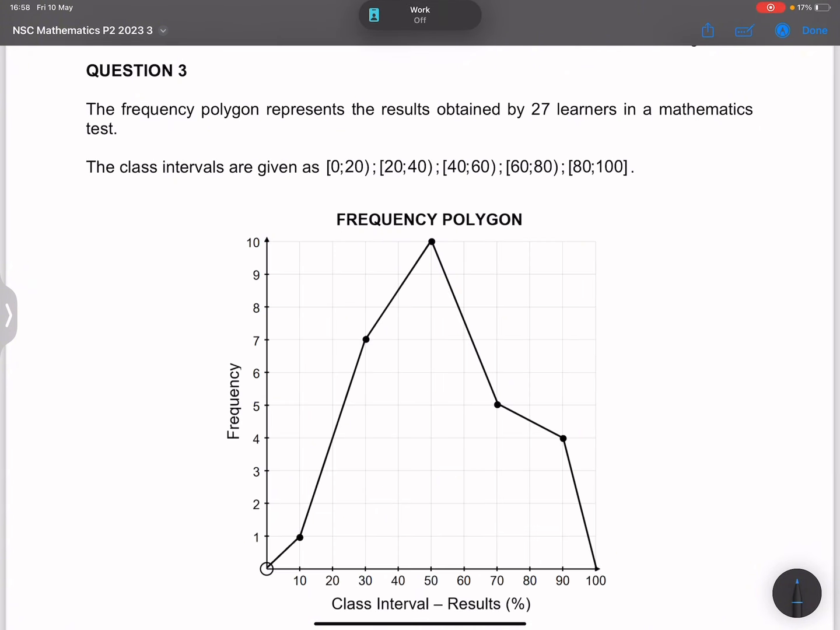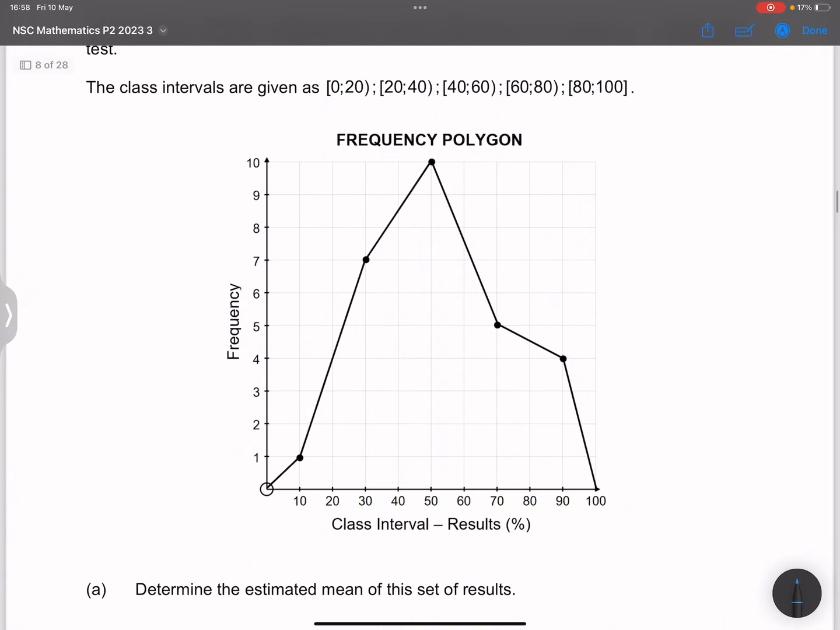Question 3, they say the frequency polygon represents the results obtained by 27 learners in a mathematics test. They hopefully were writing my test. Okay, so they say the class intervals are given as 0 to 20, 20 to 40, and 40 to 60, and so on, right? Now, they've given us the frequency polygon there. Now, ladies and gents, I want you to be careful. Please, if you haven't watched my videos on stats, please have a look at them.